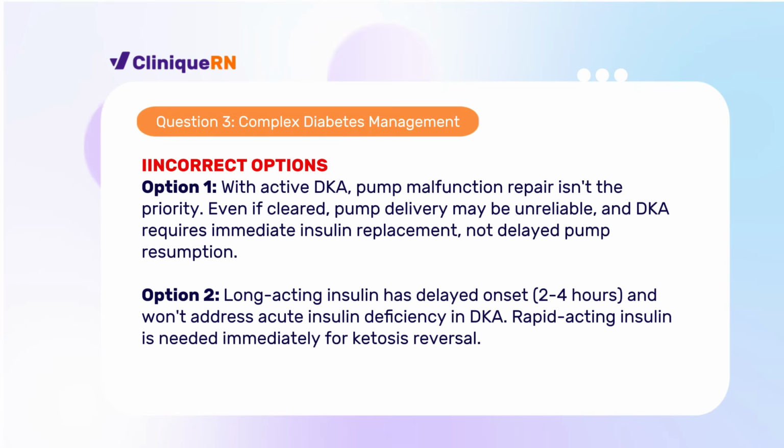Why are other options incorrect? Option 1. With active DKA, pump malfunction repair isn't the priority. Even if cleared, pump delivery may be unreliable, and DKA requires immediate insulin replacement, not delayed pump resumption. Option 2. Long-acting insulin has a delayed onset, 2 to 4 hours, and won't address acute insulin deficiency in DKA. Rapid-acting insulin is needed immediately for ketosis reversal.